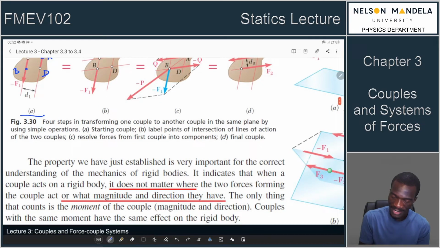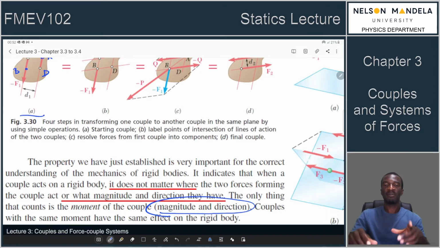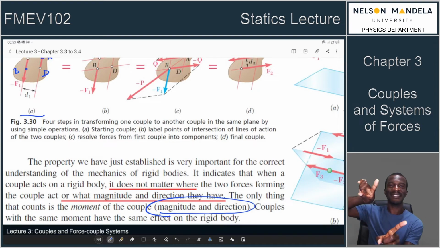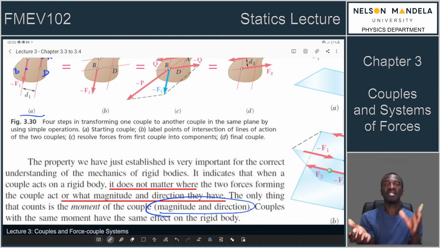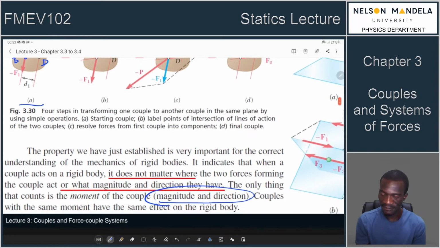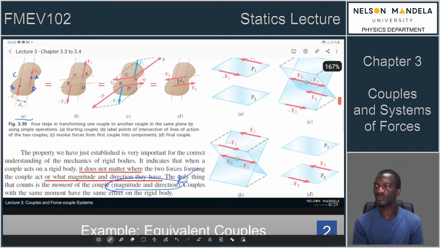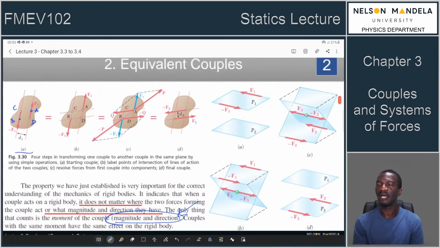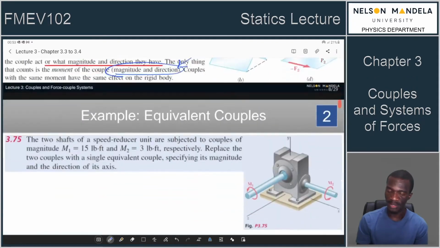What is important is the magnitude and direction of the couple. You can have a couple within a rigid body. That couple can be seated at the top of the rigid body. It can be seated within the rigid body at different orientations. That couple can be seated at different planes, but you will still have the same effect if you consider their magnitudes and directions. That is what is important for you to determine the couple acting on a system.